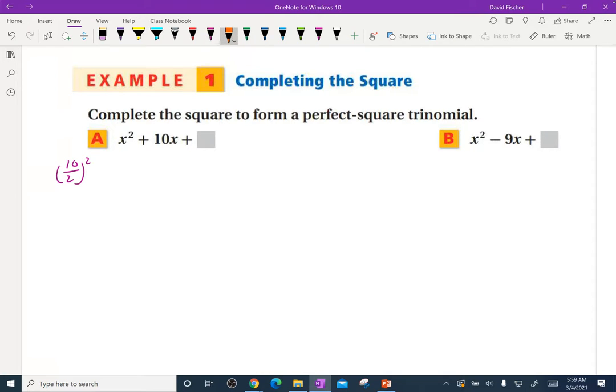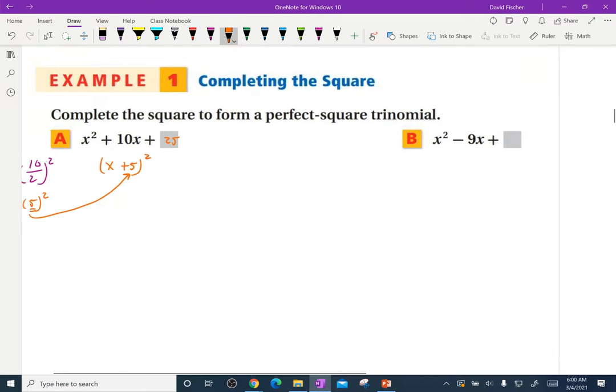Okay, so 10 divided by 2 is 5, and then I want to square it. So this number here has to be 25 in order to make it a perfect square. Now if I ask you to factor that, it would be this, because I want that 5 to go right there. Okay, so that's why I like to keep that number there instead of just doing all mental math. Right now they just want us to make it a perfect square.